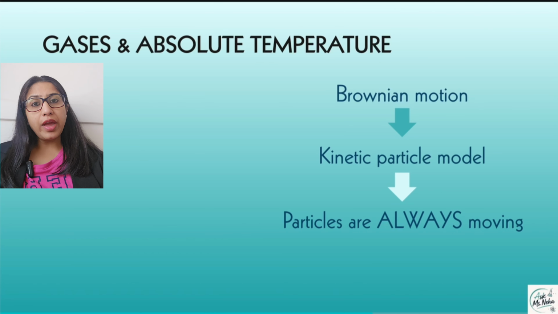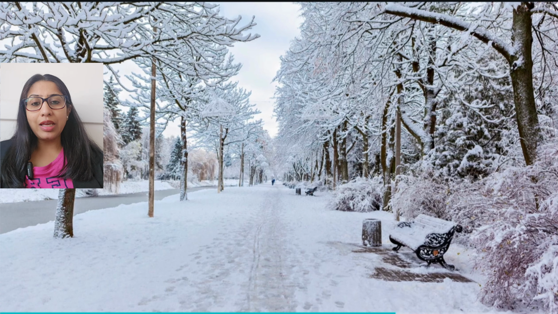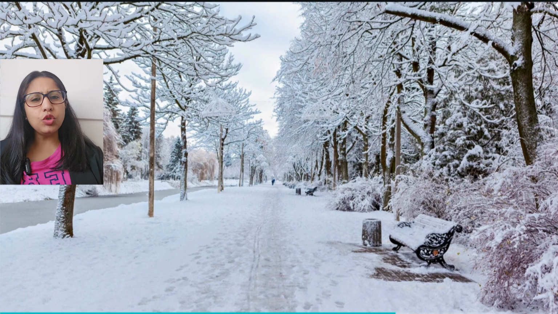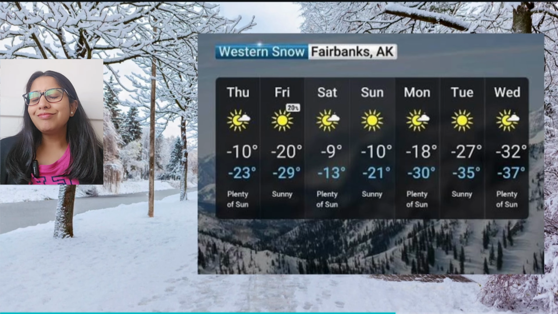Now the measure of average kinetic energy of particles is temperature. We are saying particles are always moving. They always have kinetic energy in them. That means the temperature can never be zero. But 0 degrees Celsius and negative temperatures are very common in these snow-covered areas. We all have come across these negative temperature scales. Then what is happening during this time? A 0 temperature means particles not moving, and a negative temperature means particles are less than not moving. Is that even possible? No, that's not.